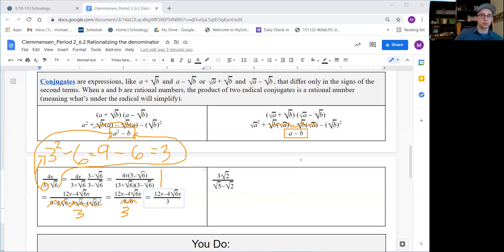Before we move over to this one over here and use that formula to kind of help us along, are there any questions over here? Any questions on our example 1 before we move on to example 2 of conjugates?